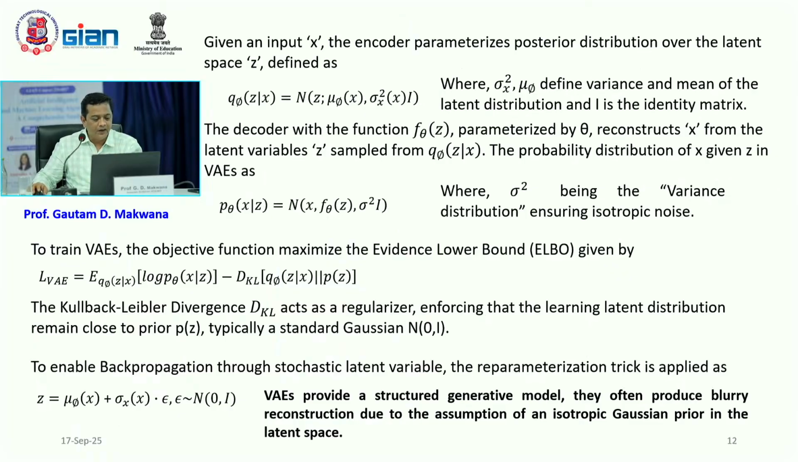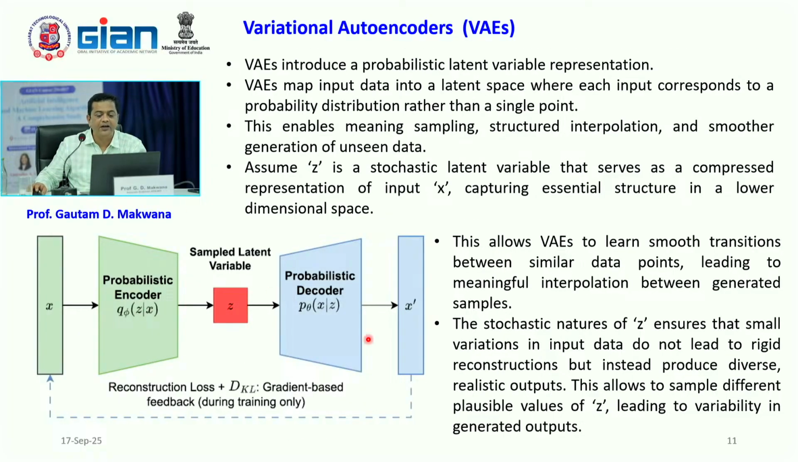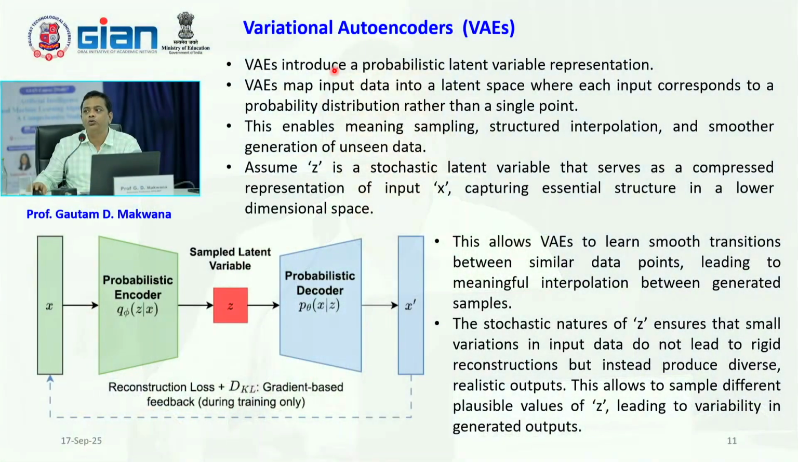Here both the encoder and decoder have probability distribution natures. Generally, the encoder and decoder do not have a probability distribution. It is this probabilistic nature of the encoder and decoder that makes it a variational autoencoder. So that is the difference between the autoencoder and the variational autoencoder, and that is what is used in generative AI.